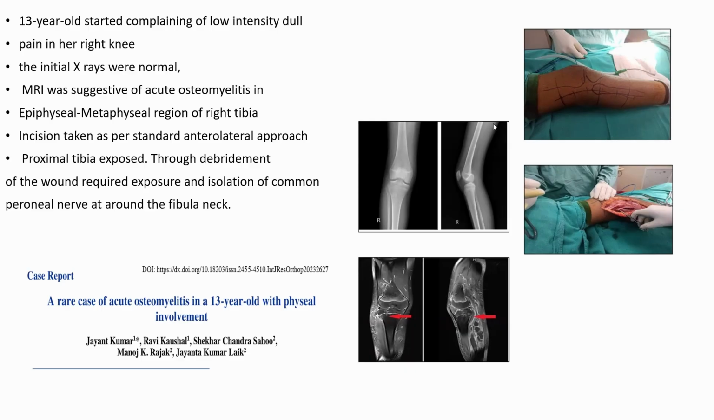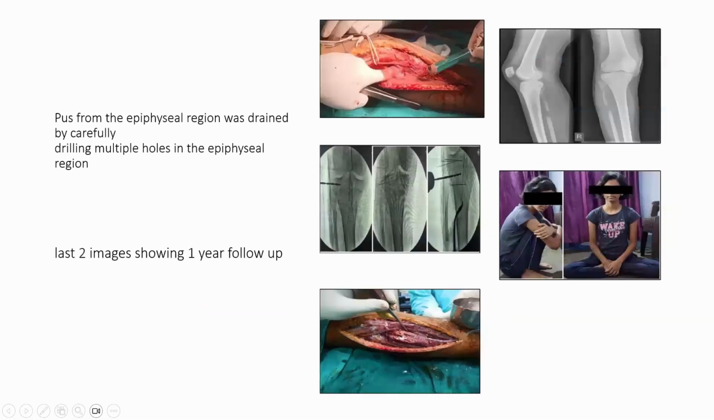Incision was taken according to the anterolateral approach. The proximal tibia was exposed. Thorough debridement of the wound was done, and isolation of the common peroneal nerve at the fibular neck. Next. Pus from the epiphyseal region was drained by carefully drilling multiple holes in the epiphyseal region. And the last two images show 1 year follow-up, and the range of motion was normal.